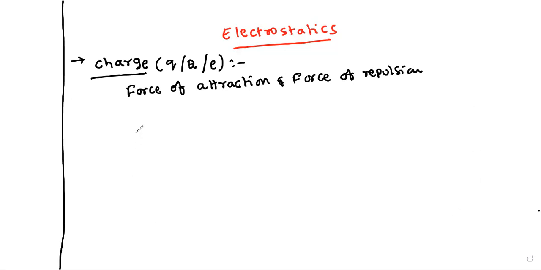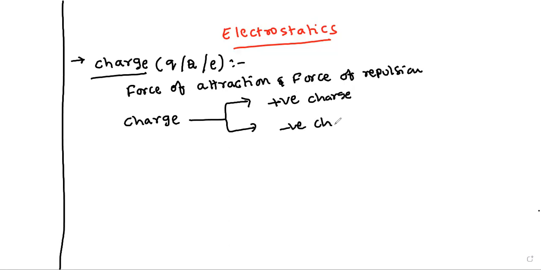Now, this charged particle will be of two types. Number one, it is positive charge, and number two, it is negative charge.